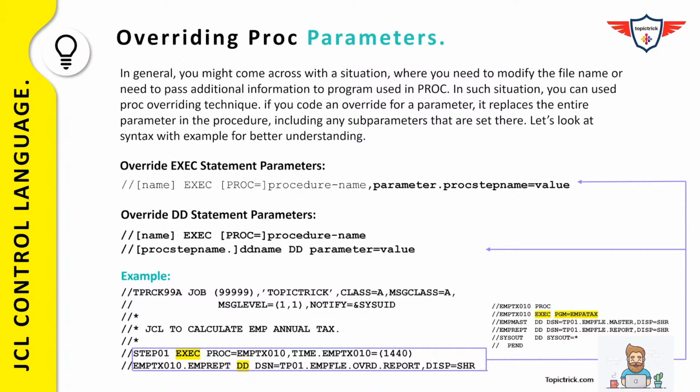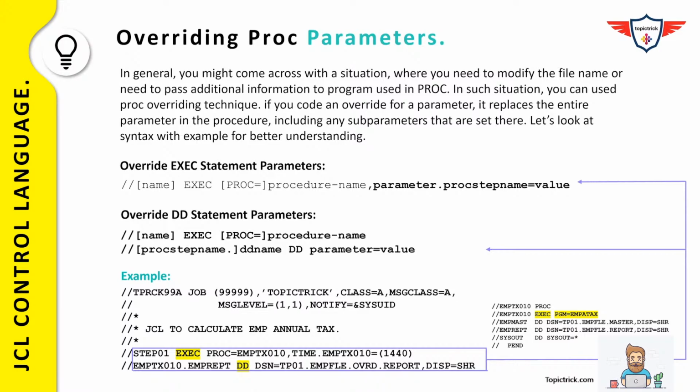And in the next step, what I've done is I've overridden the DD statement. So if you notice, EMPREPT is the employee report, and if you look at the catalog procedure, it has a DSN name as tp01.employeefile.report. And in my JCL, I've just replaced the name with a different file. And how I've done that is that first of all, I've specified the proc step name, that is EMPTX010 dot the DD name, that is EMPREPT, followed by DD, then DSN and the dataset name.